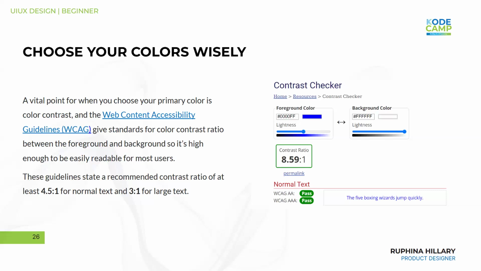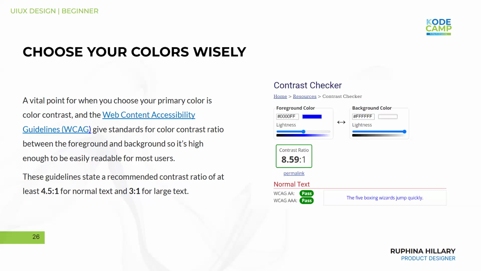So this guideline states a recommended contrast ratio of at least 4.5:1 for normal text and 3:1 for large text. Right. So for example, in this picture here, where you see this contrast checker, you're still going to look at the website itself. So now you have the foreground color, which is a blue color, and you have a background color of white. So this is simply saying I want to have a blue text or a blue element in a background of white. Right.